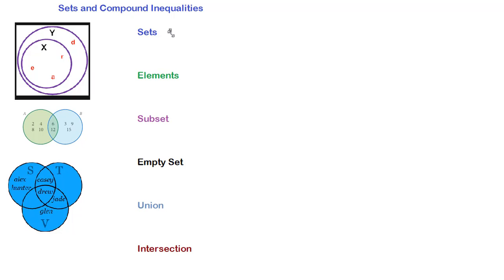So let's look at, oops, I need a brush here. Alright, so let's look at our different sets. I have a set X, I have a set Y, I have a set A, I have a set B, a set S, a set T, and a set V. These different sets are typically designated with a capital letter. These sets have things in them, and those things we are going to call elements.